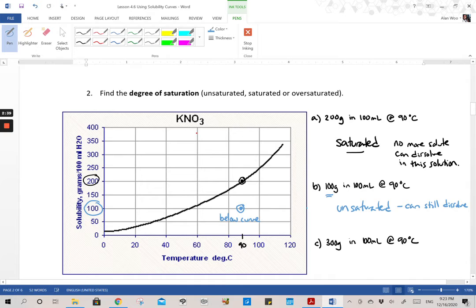Now, in our case, the amount that we can still dissolve is the difference between the 2 points. So here we have 200. So 200 grams minus 100 grams equals 100 grams. So we can still dissolve 100 grams more until we get a saturated solution.